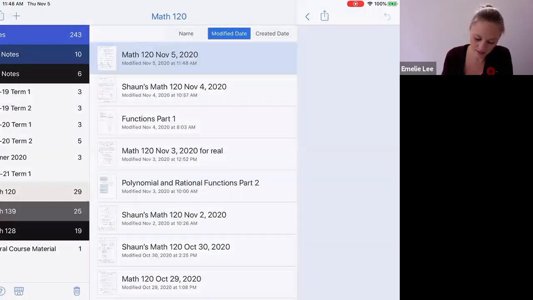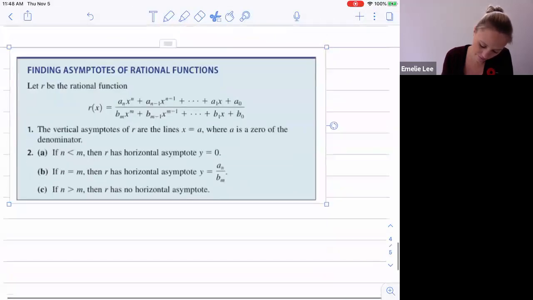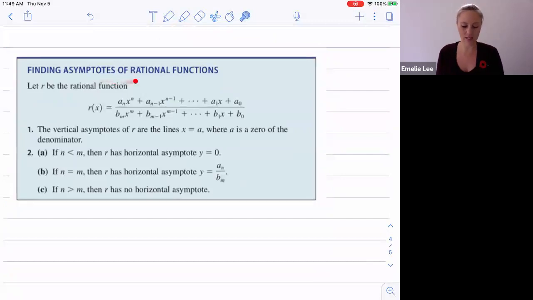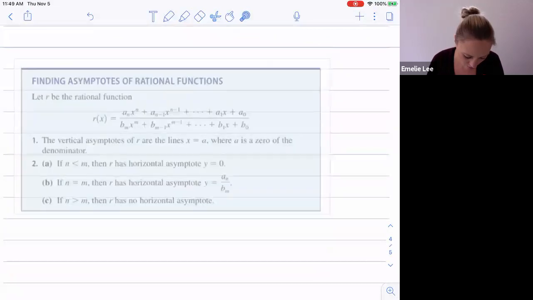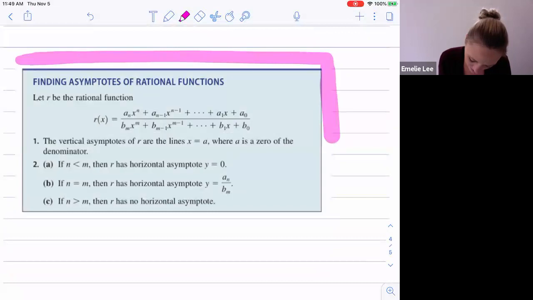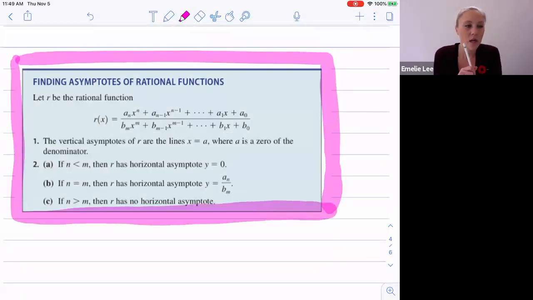How do we find these asymptotes? Finding asymptotes of rational functions. This one is going to be used a lot, so I am going to highlight it here so I can find it easily. I suggest you do the same in your notes. Just make sure that you have access to this one, because sometimes the asymptotes can be kind of tricky to find if you don't have this. If you do have this, it's easy, right?